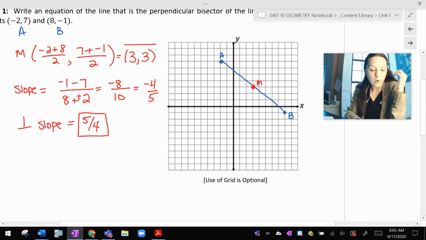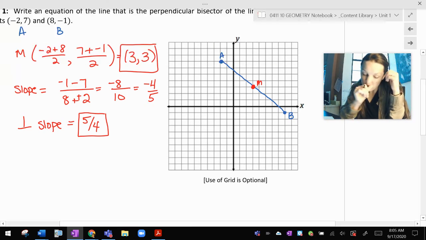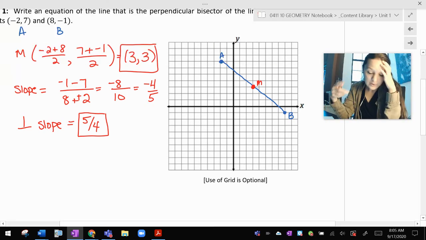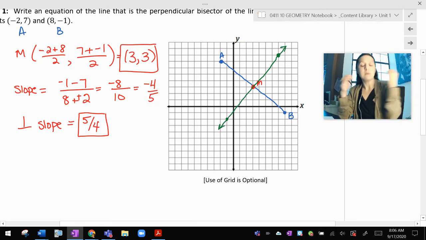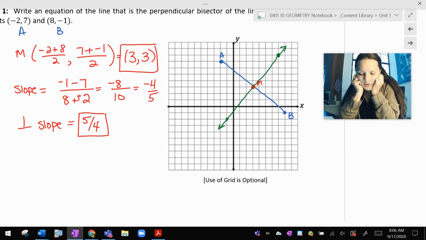Before I write the equation of the line, I'm going to graph the new line. I'm going to start at (3, 3) and use a slope of 5/4. Up 1, 2, 3, 4, 5. Did I get that right? Up 5, over 4. And down 1, 2, 3, 4, 5. Over 1, 2, 3, 4. It looks pretty perpendicular to me.